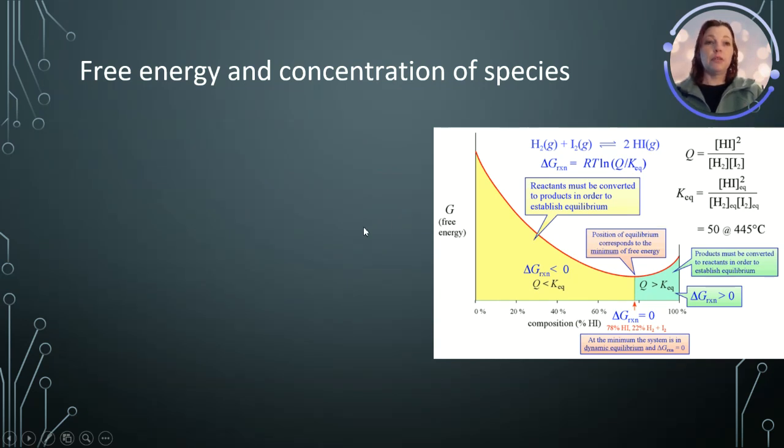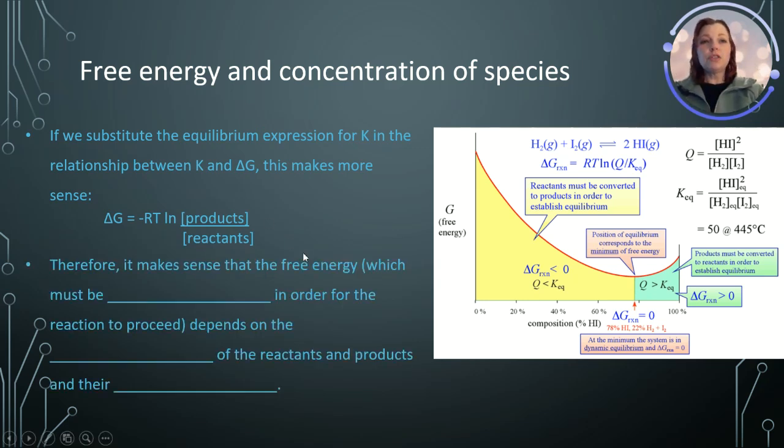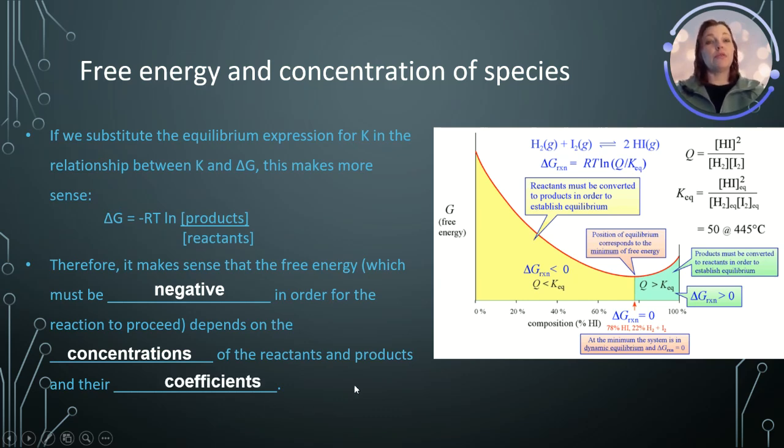So this is ultimately, of course, related to free energy. If we substitute the equilibrium expression for K in the relationship between K and delta G, you can see that delta G is equal to negative RT natural log of the concentration of products over the concentration of reactants. And again, I'm not telling you anything new here. I'm just showing you how relationships that we already know to be true interweave together. So it makes sense that the free energy, which must be negative in order for the reaction to proceed, depends on the concentrations of the reactants and products and their coefficients.